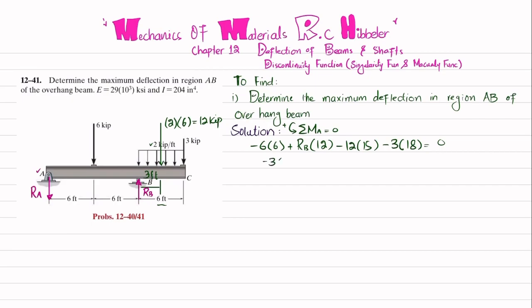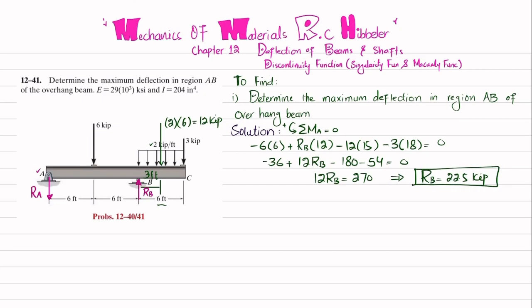So minus 36 plus 12 RB minus 180 minus 54 is equal to 0. So 12 RB is equal to 270, and from here you will get RB equal to 270 divided by 12, which is 22.5 kips. So this is your RB.